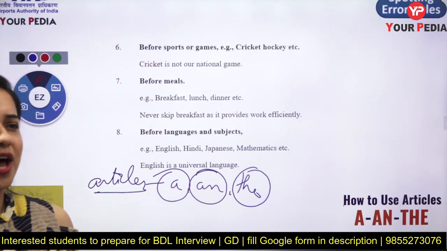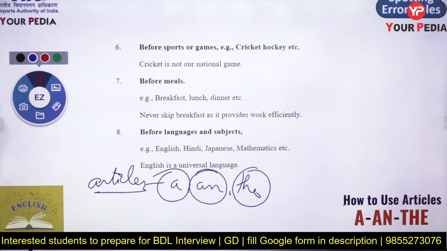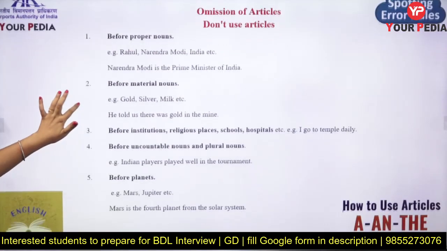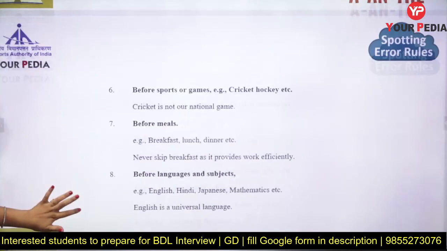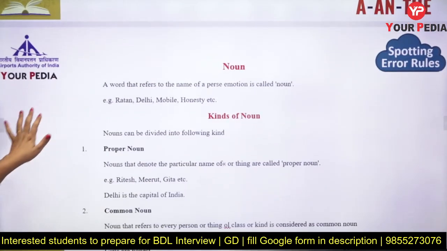Like I had done my breakfast, no article. I love English language, no article. Cricket is not our national game, no article before cricket also. Next, what was there? Before the proper nouns, before material nouns, before institutions, before planets, and before uncountable or some sort of plural nouns. So here, this was all about the articles.